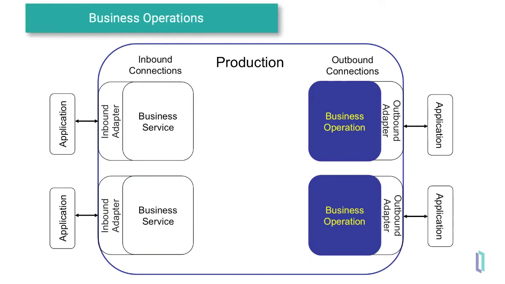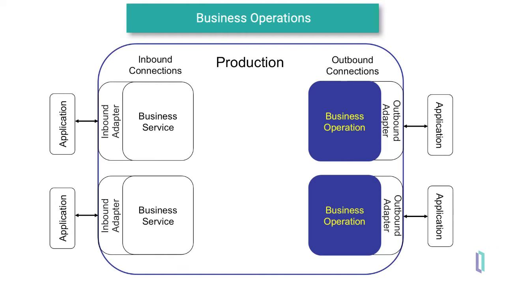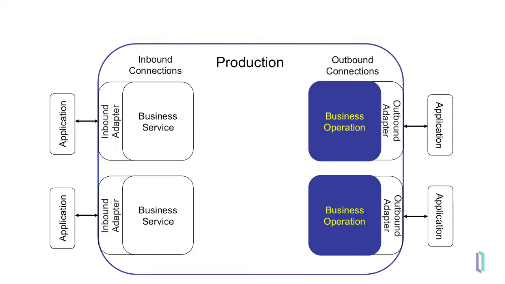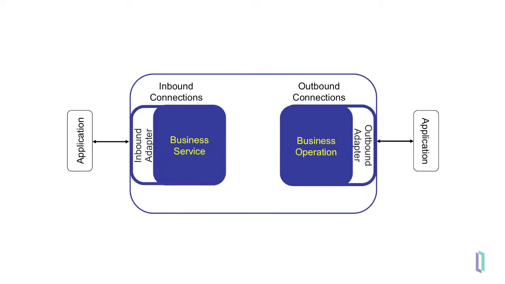Business operations send data from a production to other applications. For example, if a production needs to send a hospital admit message to an insurance application, it would be sent through a business operation. A production would use a business operation to send a lab report to a clinician's office. A business operation can also send a request and receive a response for further processing.